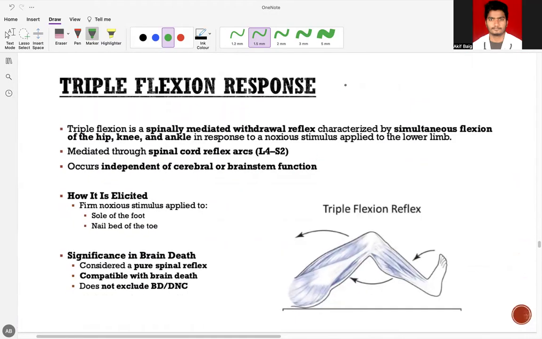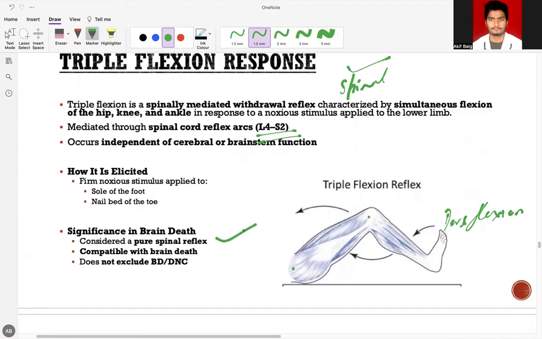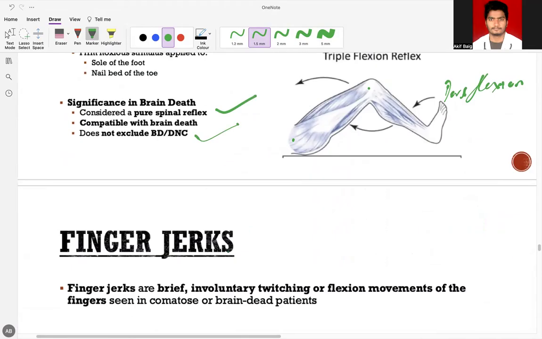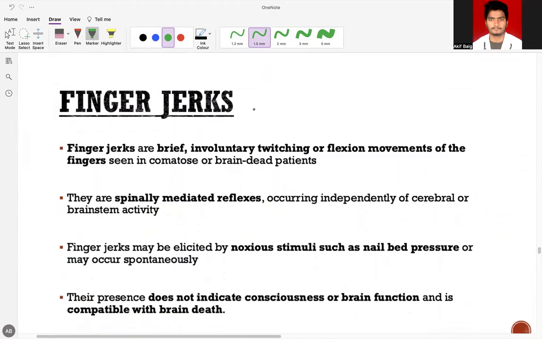Second is the triple flexion response, which is another spinal response, seen because of L4 to S2, that is the lumbosacral spine. The patient will have flexion of the hip, flexion of the knee, and dorsiflexion also. All these three can be seen as a normal reflex in this case. So it is a pure spinal reflex, and it can also be present in a brain dead patient.